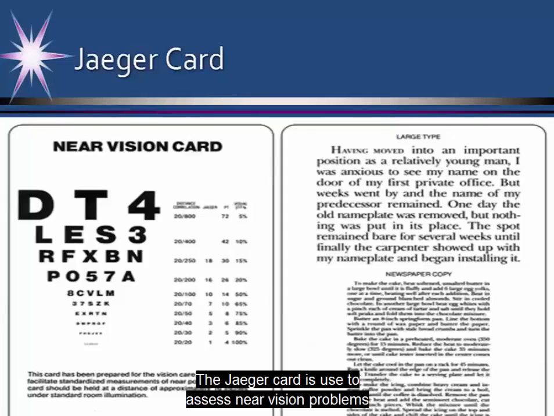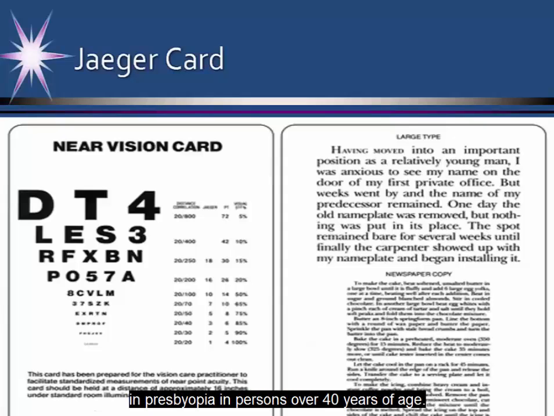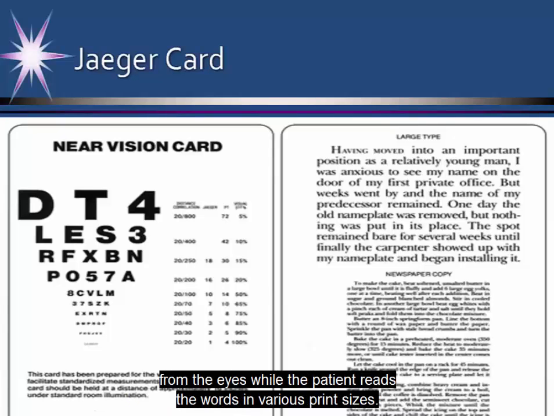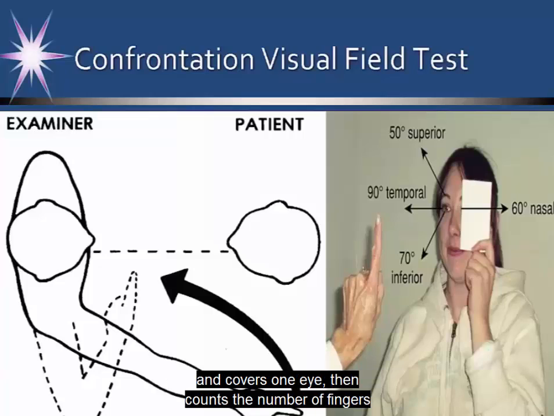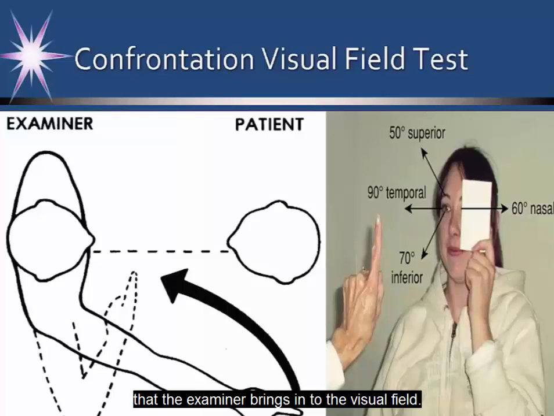The Jaeger Card is used to assess near vision problems and presbyopia in persons over 40 years of age. The card should be held 14 inches away from the eyes while the patient reads the words in various print sizes. To perform confrontational visual field testing, the patient faces the examiner and covers one eye, then counts the number of fingers that the examiner brings into the visual field.